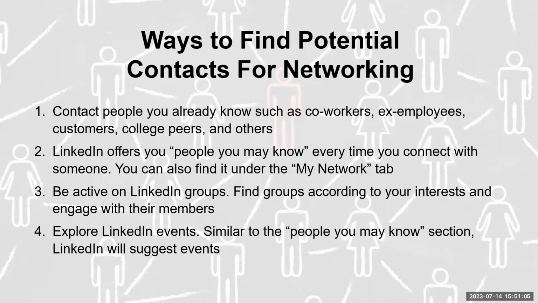Next, we're going to talk about ways that you can find contacts for networking. Number one is contact people you already know, such as your coworkers, your ex-employees, your customers, your college peers, and others. Number two, LinkedIn offers People You May Know. Every time you connect with someone, you can also find it under the My Network tab. Number three, you want to make sure that you're being active in LinkedIn groups. Find groups according to your interest and engage with those members. And number four, you want to explore LinkedIn events. Similar to the People You May Know section, LinkedIn will also suggest events.